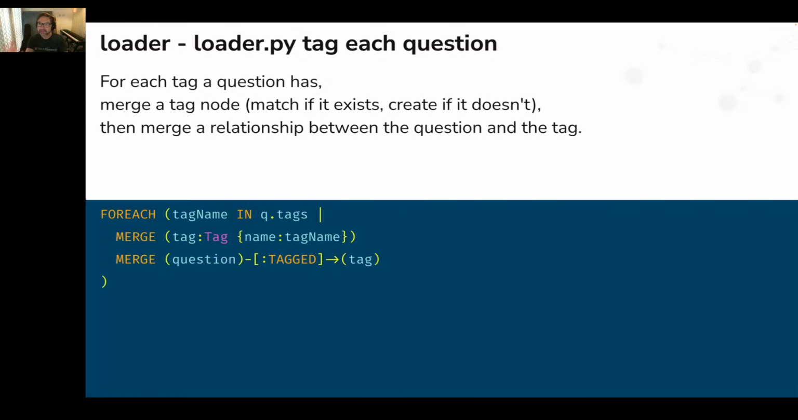So we've got this q.tags from the Stack Overflow API. It's got a field called tags. It happens to be an array. We can loop through that array. So that's what's happening here.